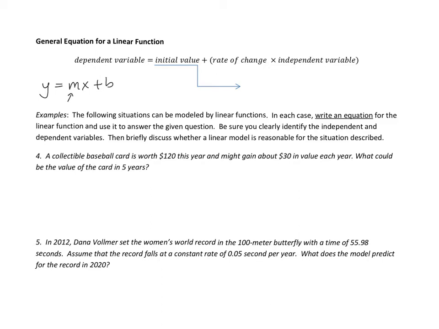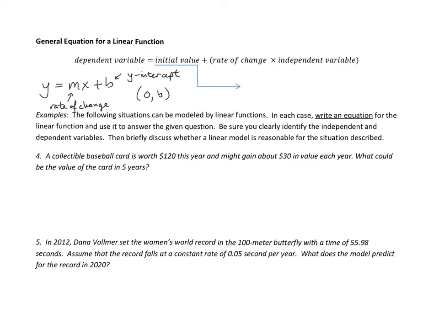this is the rate of change, the slope as we've been calling it. And you'll notice that the rate of change is being multiplied by the independent variable, which we've always called x. The dependent variable y is already isolated on the left. And that means this b, this plus b, was what we would call the initial value. But in the context of this equation, we also called it the y-intercept. And the y-intercept would have coordinates at 0, b, whatever this number is.